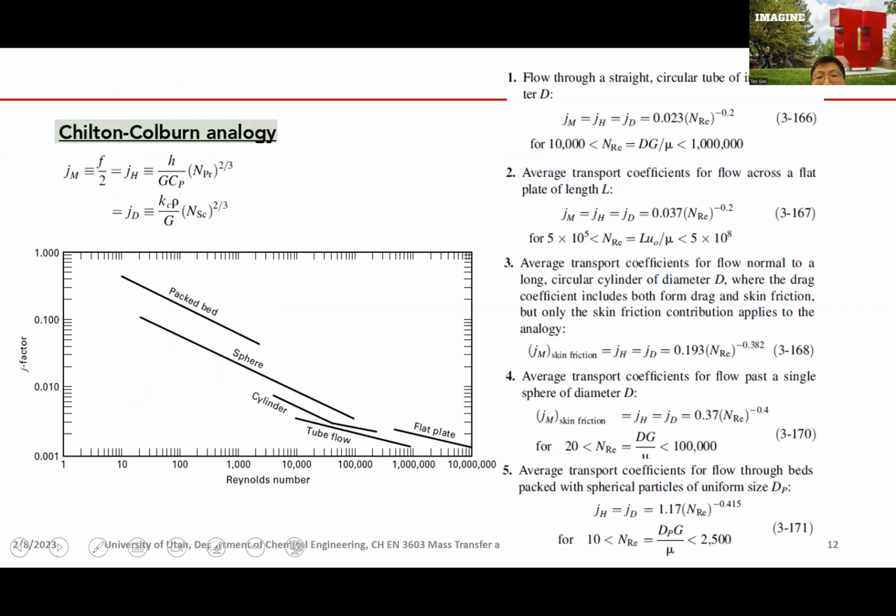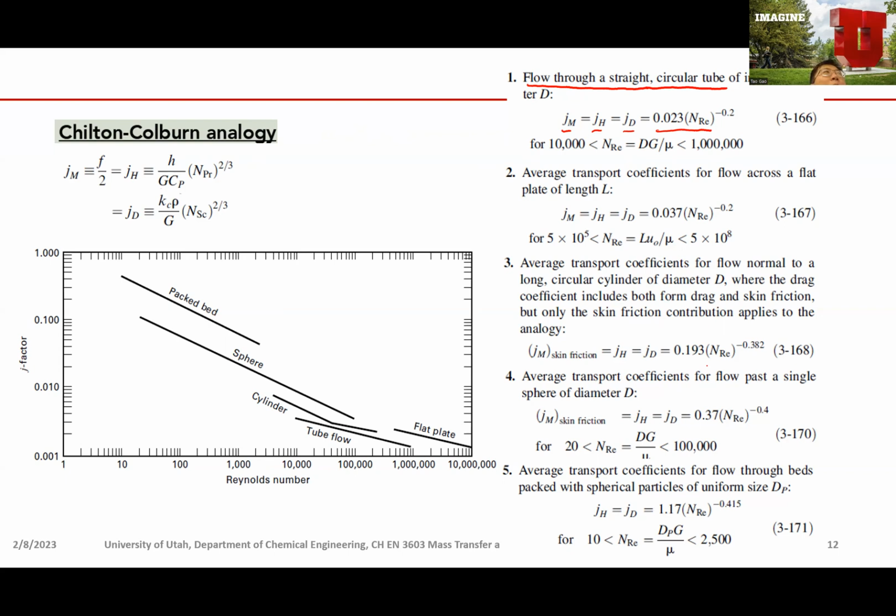So here, there are exact mathematical forms that can be derived based on the condition, right? For example, for a flow through a straight circular tube, the J factors, the momentum, heat transfer, and the mass transfer J factors, they equal to this, right? So it depends on Reynolds number. And then the same with other flow conditions, right? These are from your textbook. You can read the details here.